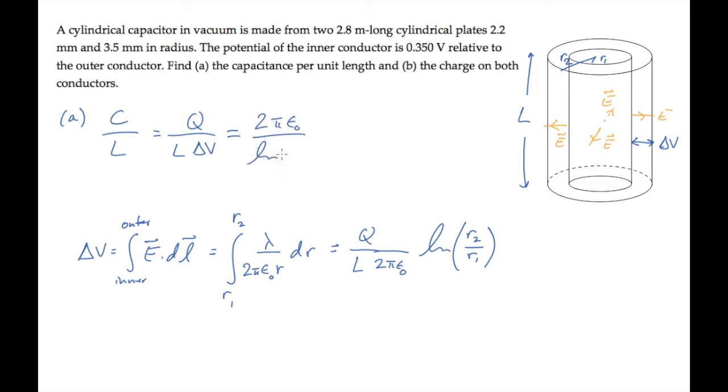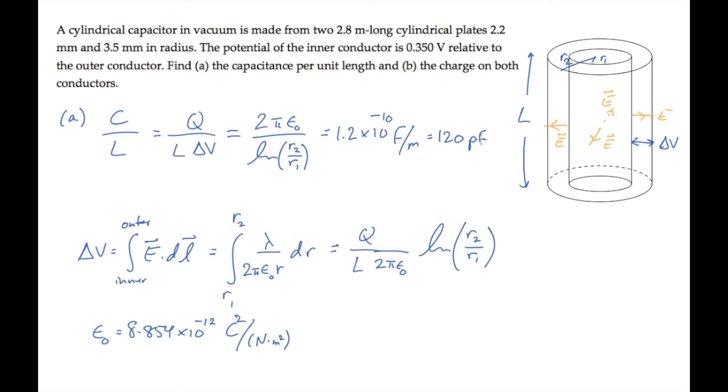The capacitance per unit length, then, is 2 pi epsilon naught divided by the natural log of the ratio of the two radii. When we substitute all the known values, including this for epsilon naught, we find that the capacitance per unit length is 1.2 times 10 to the minus 10 farads per meter. That's 120 picofarads per meter.